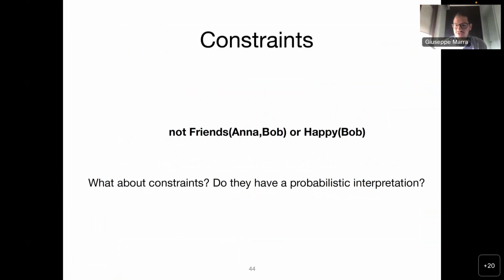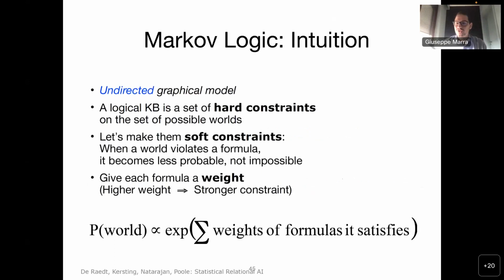So we have started with this proof-theoretic view of logic, and how it is carried to the statistical setting, and how this maps to Bayesian nets. So one may wonder, okay, and what about constraints? Can we have a probabilistic interpretation of constraints and of the model-theoretic view of logic? Well, this is what is done in Markov logic. And the intuition is that while in general constraints over a set of variables can be seen as hard constraints, you can make the system probabilistic by introducing soft constraints.